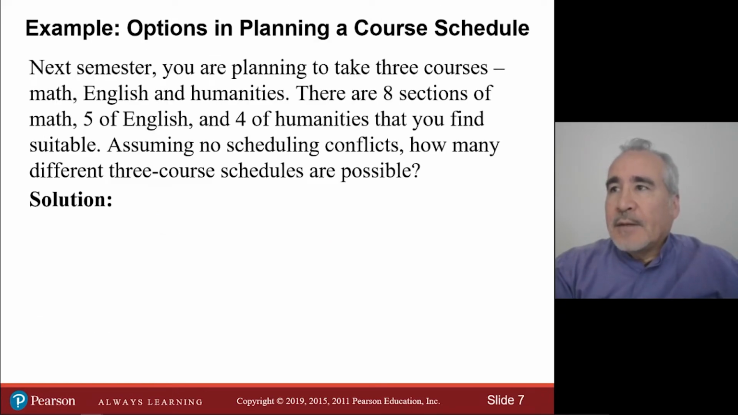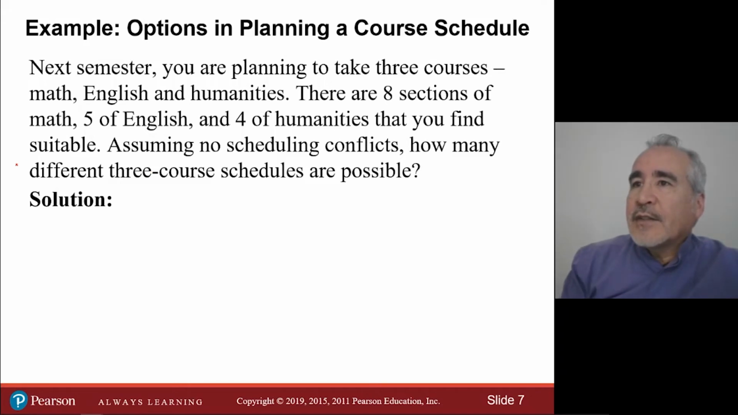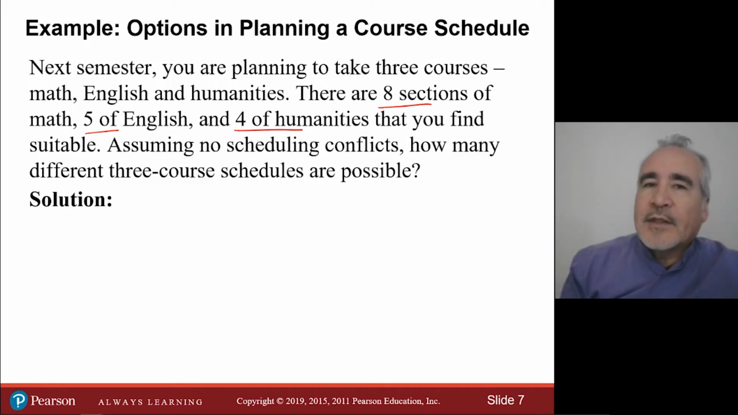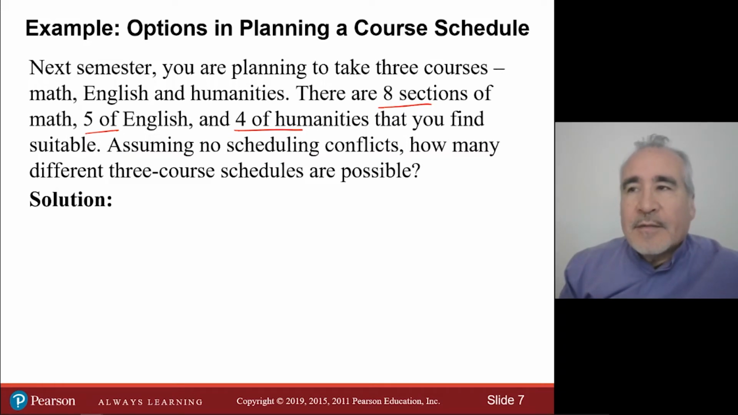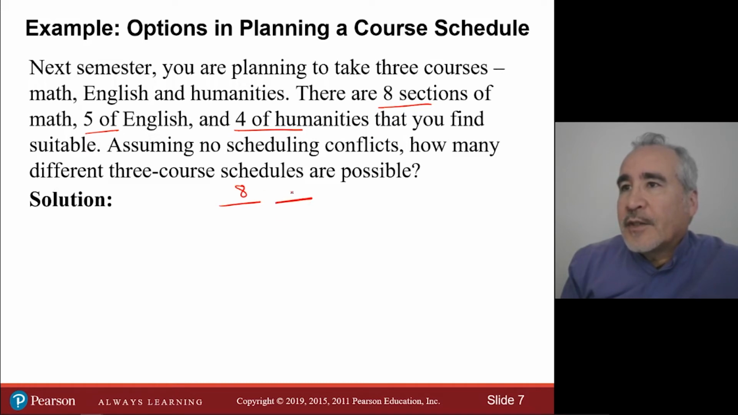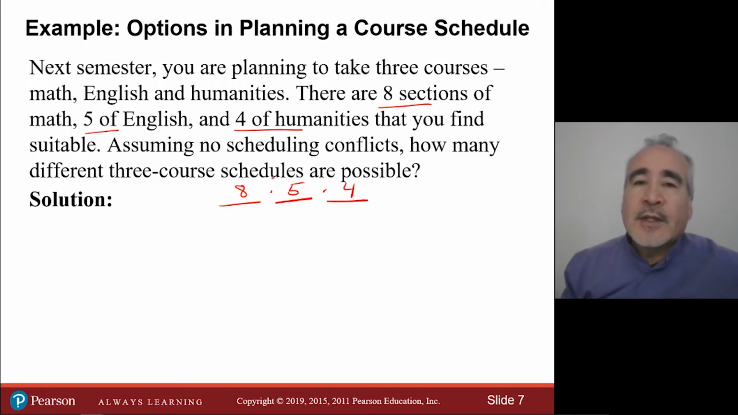Okay. Planning a course section. There's 8 sections of math, 5 sections of English, 4 of humanities, and you have to take one of each class. We'd have to assume that there is no scheduling conflict, because if there is, then you couldn't take one of them. So we have 8 for our first class, 5 and 4. And order is not really important here, because I could do this multiplication in a different order and I get the same answer. So I get 40. 40 times 4 is 160.